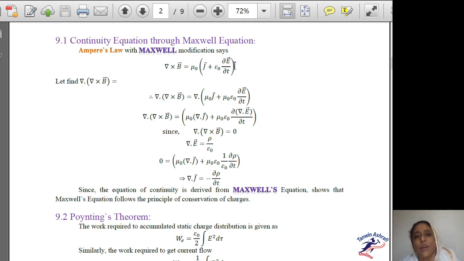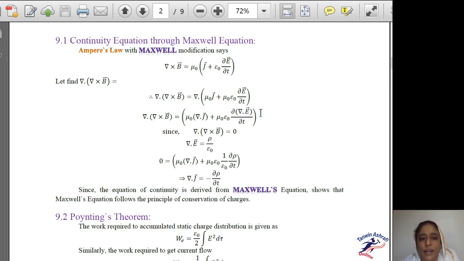Now let's try to find del dot del cross B. Therefore, del dot del cross B is equal to mu naught del dot J plus mu naught epsilon naught del by del t of del dot E. As you know, the divergence of a curl is always 0. Therefore the left hand side of the equation becomes 0.